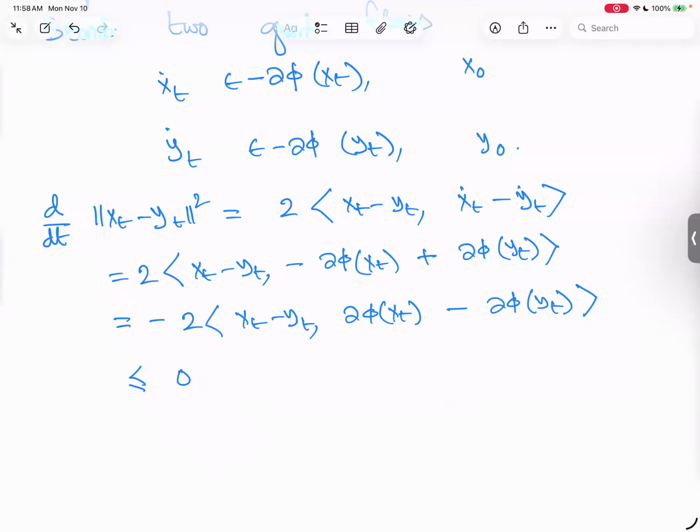Why? What property am I using here to claim that this inner product must be less than or equal to 0? So this is a question to the audience. Why is this inner product less than or equal to 0? Monotonicity of subdifferential. Very good. It's the monotonicity of subdifferential. So recall, this is exactly correct. This is the monotonicity of subdifferentials.